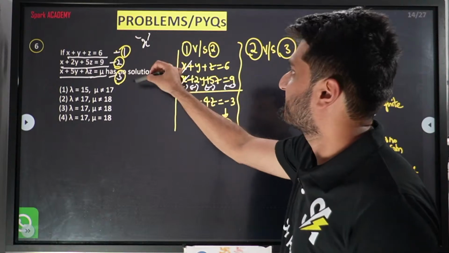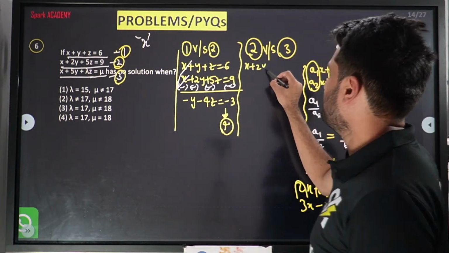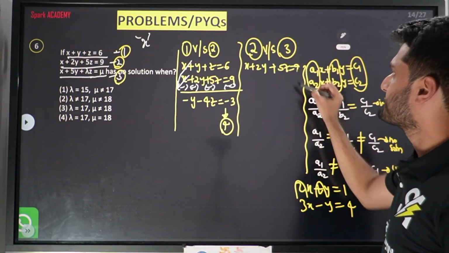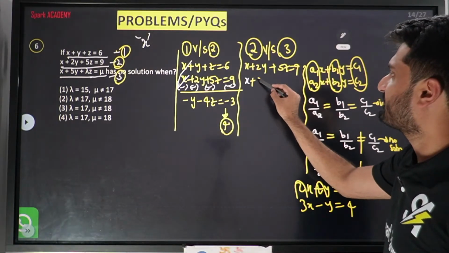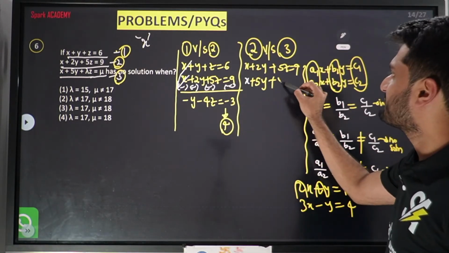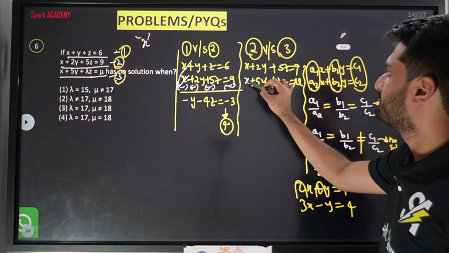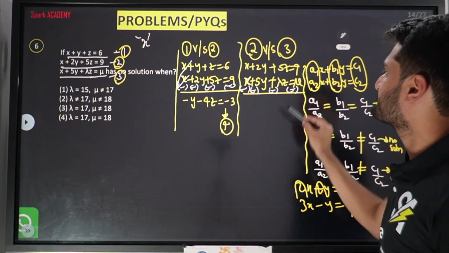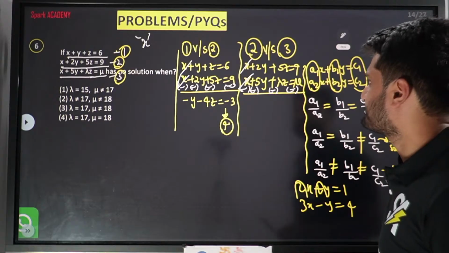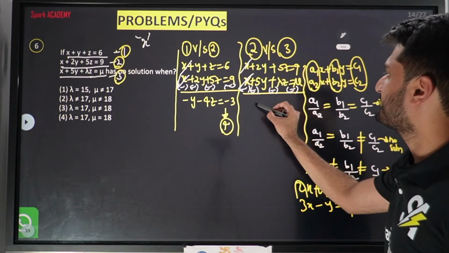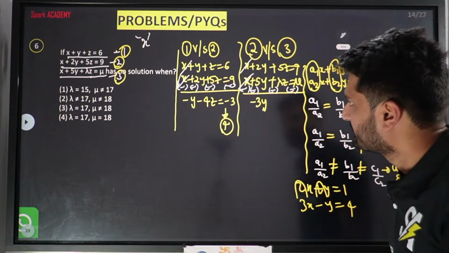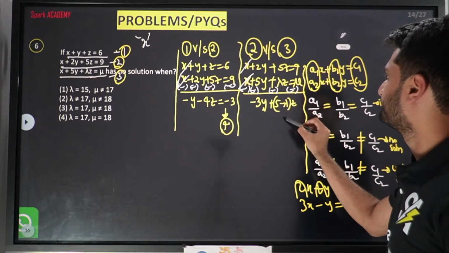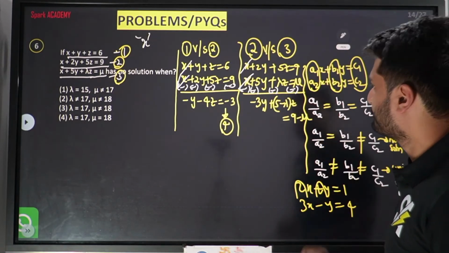Now what about 2 versus 3? x plus 2y plus 5z equal to 9, and the third is x plus 5y plus lambda z equal to mu. Now again subtract. Again x cancelled. 2 minus 5 is minus 3y. Then plus 5 minus lambda into z. That is equal to 9 minus mu.